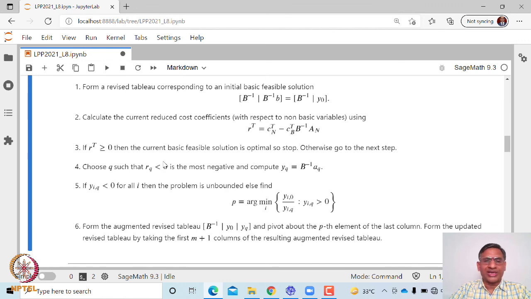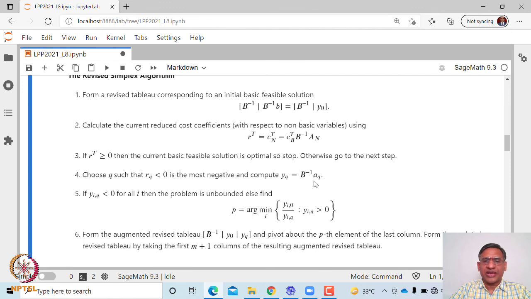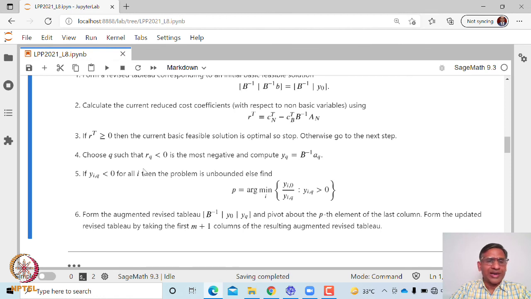Choose the reduced cost coefficient which is most negative, and look at the column corresponding to that, which is y_q. And what is y_q? y_q is obtained by B inverse times the qth column of A. Once you have the column y_q and the right hand side column y_0, look at the ratio y_i0 upon y_iq for y_iq positive, and look at the index at which this minimum occurs. Again, in case none of the y_iq is positive, then we know that this problem is unbounded.